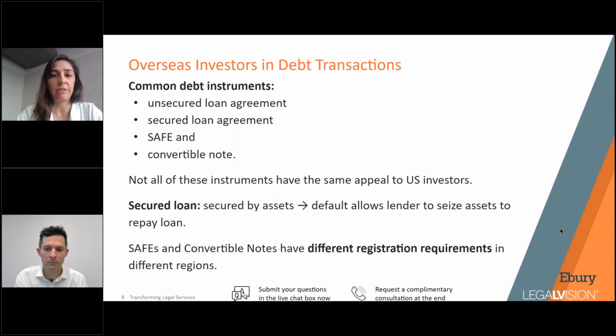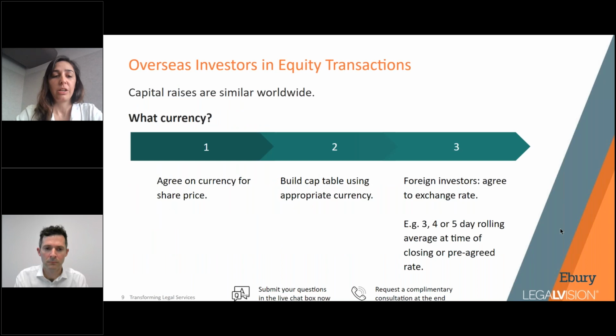Next, are we talking about overseas investors in equity transactions? So equity transactions involve your company issuing shares to your investors. And so those investors become part owners of your company. So the capital raising process is structured very similarly in most jurisdictions, particularly in the US and the UK. So overseas investors should be very familiar with the process. The key question really will be what currency the raise will be in if you are using an overseas investor.